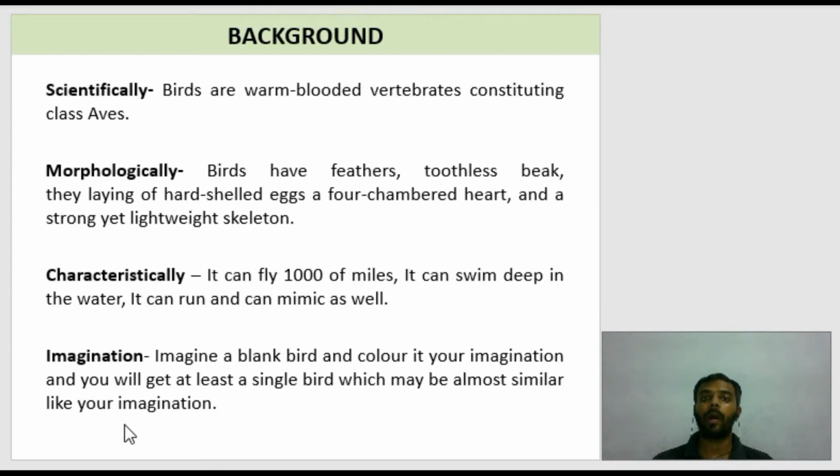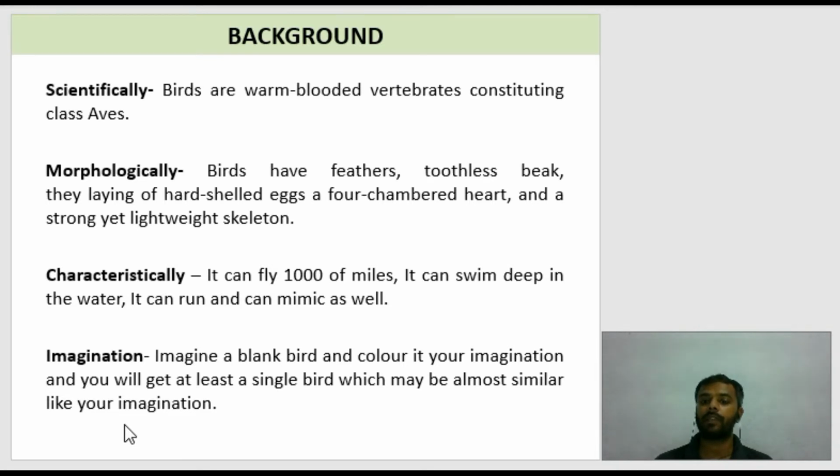Scientifically, birds are warm-blooded vertebrates constituting class Aves. So what is warm-blooded? Warm-blooded means the organism which can survive extreme hot to extreme cold temperature, and vertebrates means the organism which has bone or skeleton. Then morphologically, birds have feathers for flying, a toothless beak for eating, the laying of hard-shelled eggs, a four-chambered heart, and a strong yet lightweight skeleton.